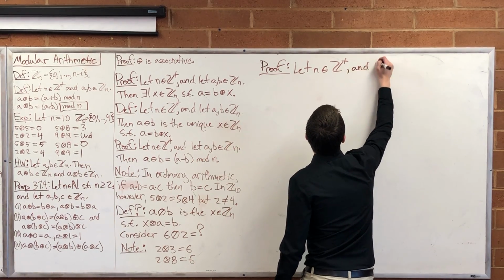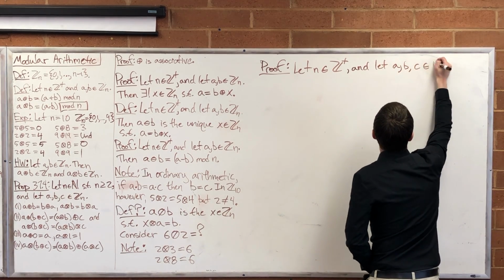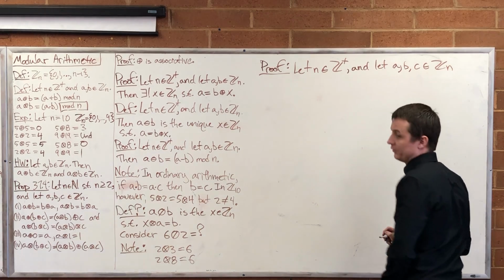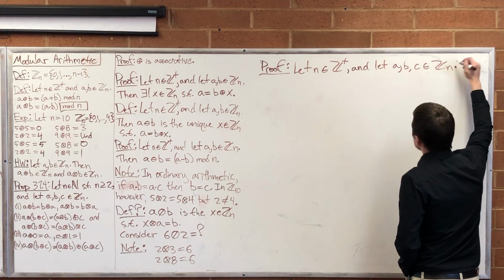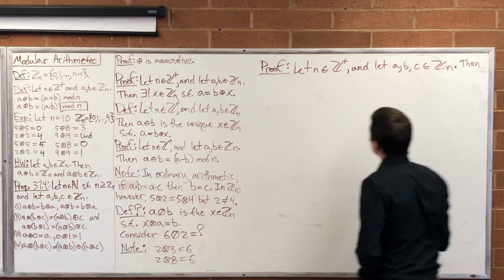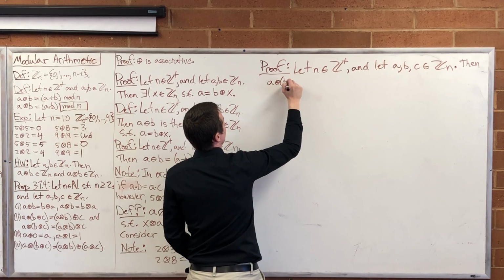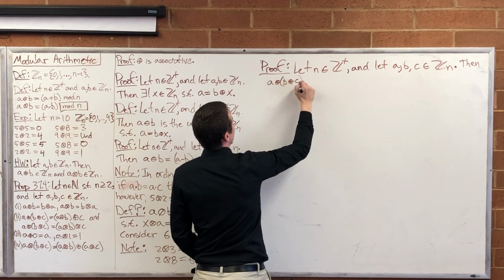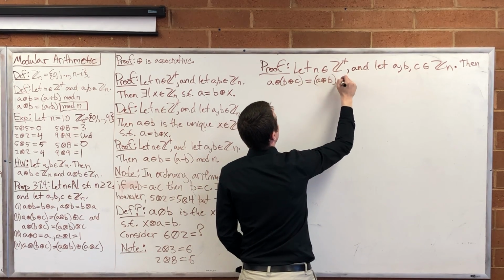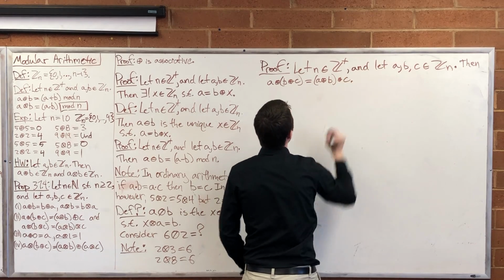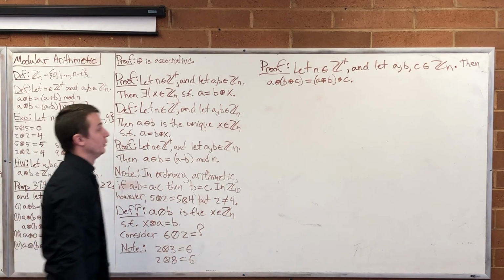And let A, B, C in Zn. Those might all be the same number. They might all be different numbers. All we know is that they're all elements of Zn. Then, what are we proving? We're proving that (A plus B) plus C is equal to A plus (B plus C). Understand what we're trying to prove? Yep. Okay, so let's do it.